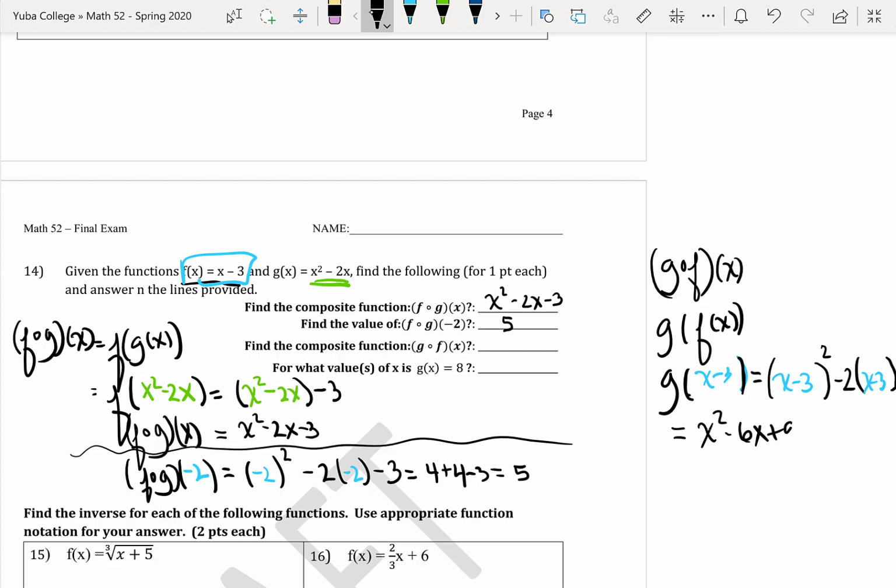So we have x squared. -6x minus 2x is -8x. 9 plus 6 gives us plus 15. So g of f of x is x squared minus 8x plus 15.